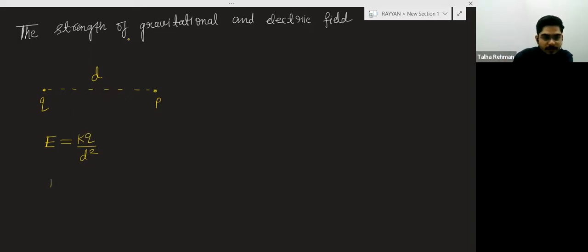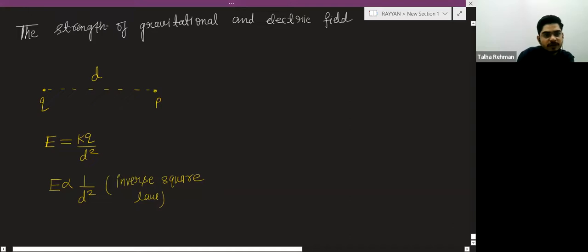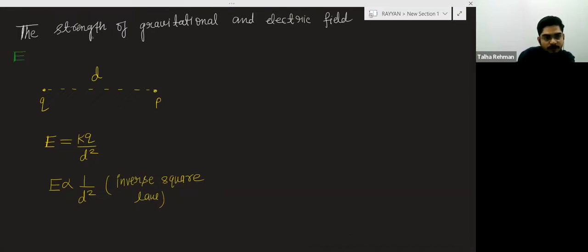So you can say that the electric field is also inversely proportional to d square, means this electric field is also following the inverse square law. Okay, so this is about the electric field strength. Now here I am just defining the gravitational field.